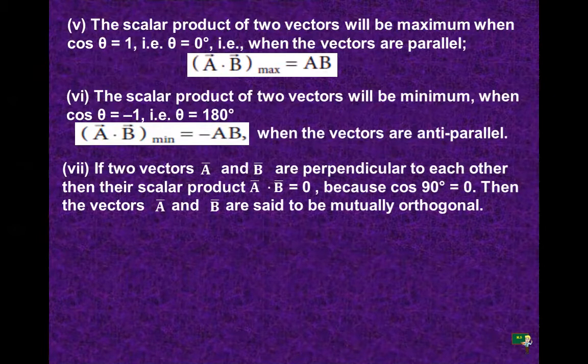Seventh one: if two vectors, A vector and B vector, are perpendicular to each other, then their product A vector dot B vector is equal to 0, because cos 90 degrees is equal to 0. Then the vectors A vector and B vector are said to be mutually orthogonal. Here orthogonal means right angles to each other. Remember, orthogonal means right angles to each other.